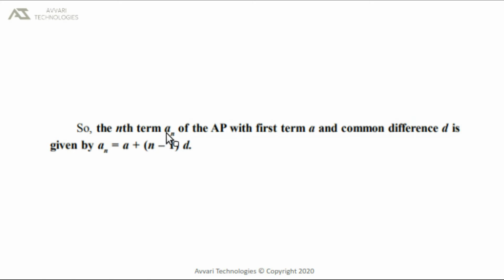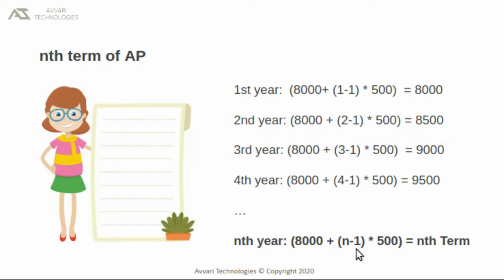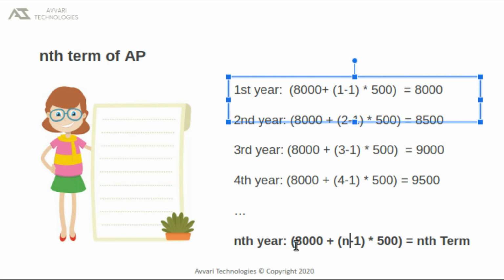So the nth term an of the AP, an is equal to the first term. If we compare with the previous example, the first term is 8,000 and the common difference is 500. The equation is given by an is equal to a plus n minus 1 into d. This is consistent with our example. Here a is 8,000, d is 500, an is the nth term.